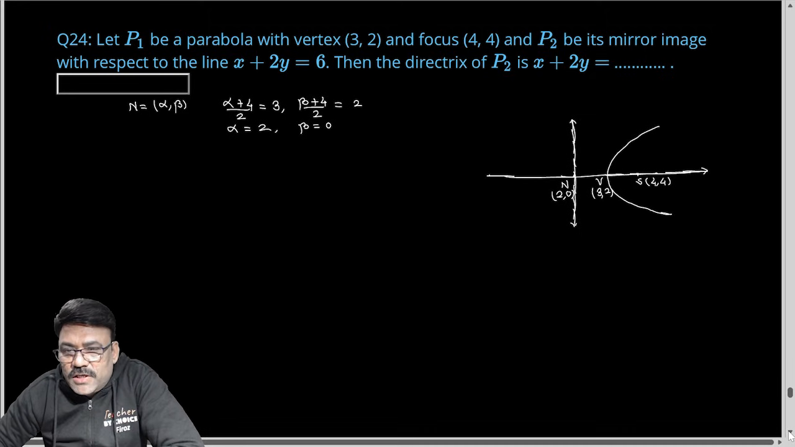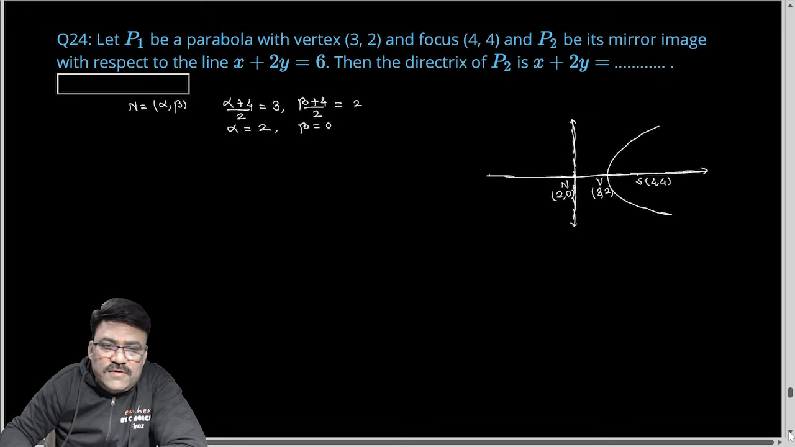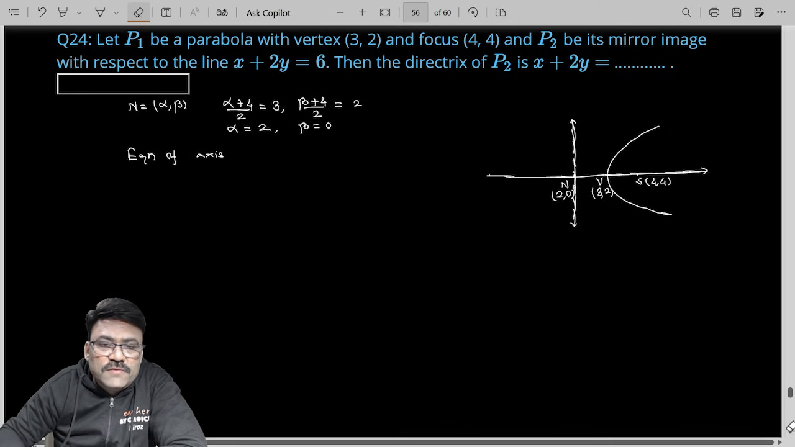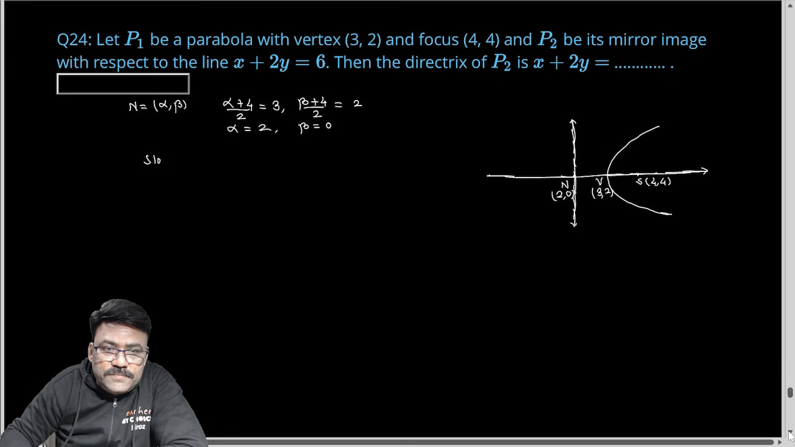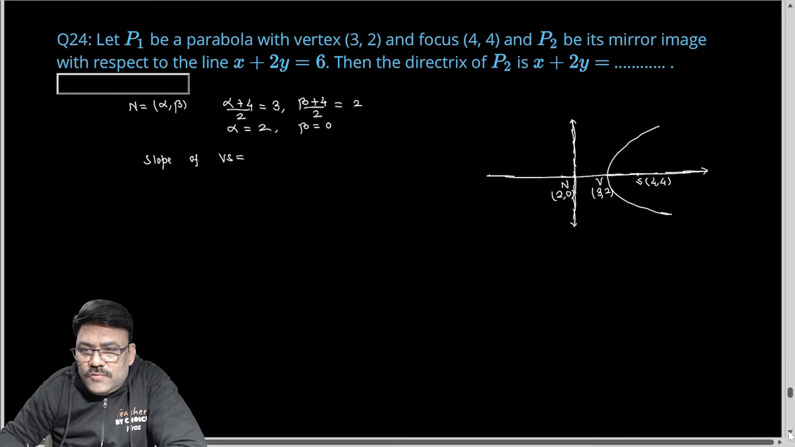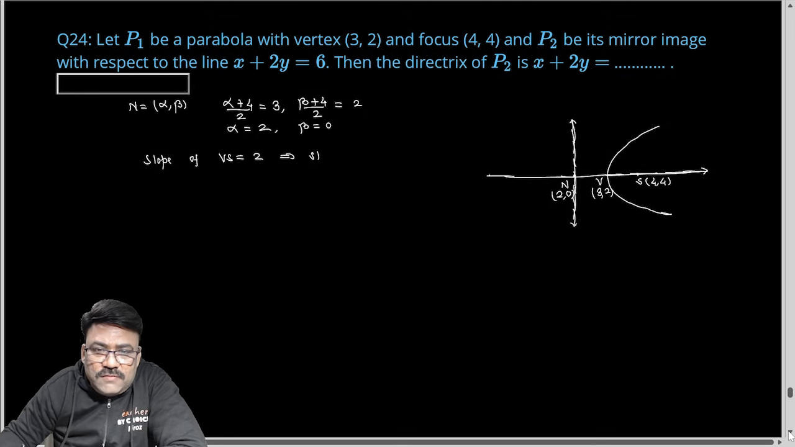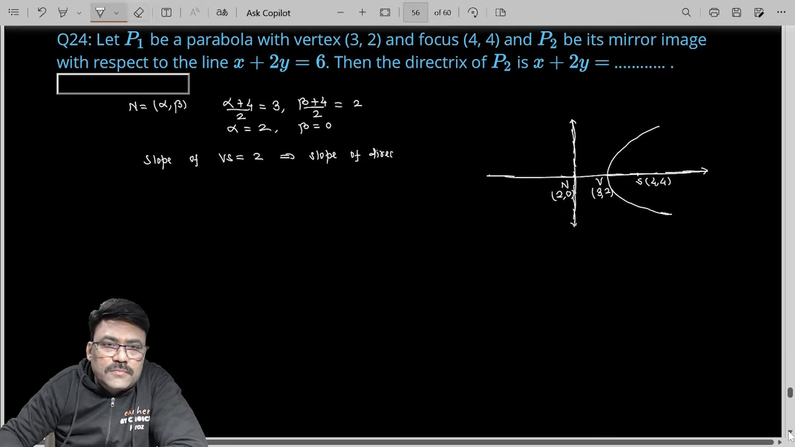Now let's write the equation of the directrix. If I check the slope of the axis, that is, the slope of Vs, it is (4 minus 2) over (4 minus 3), which is 2. So hence the slope of the directrix is minus half.